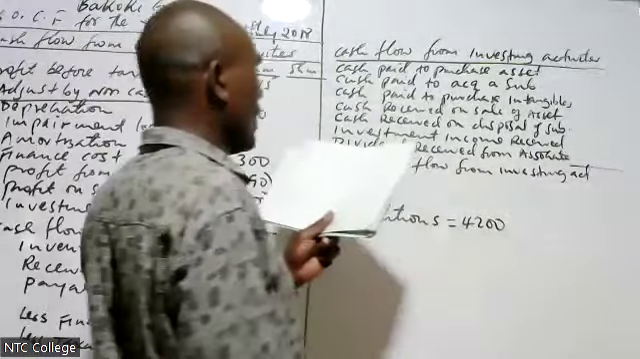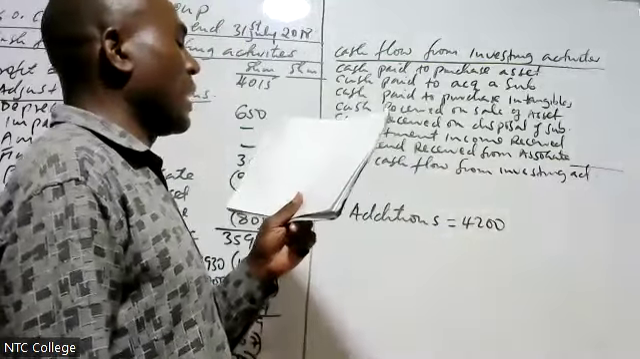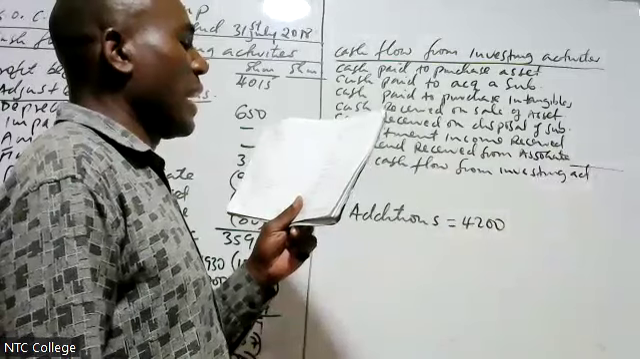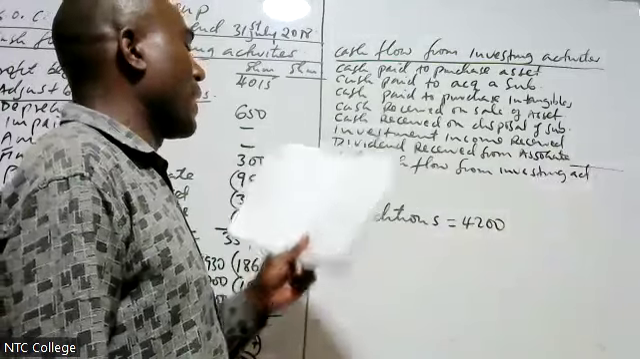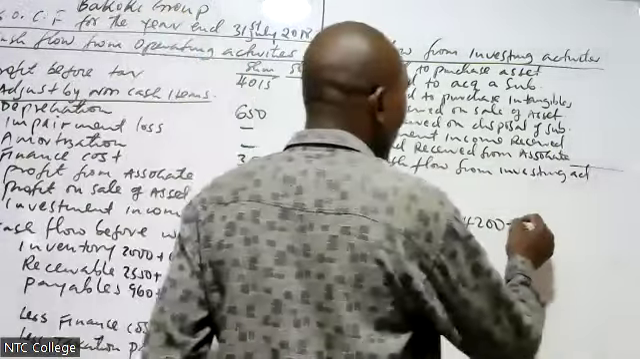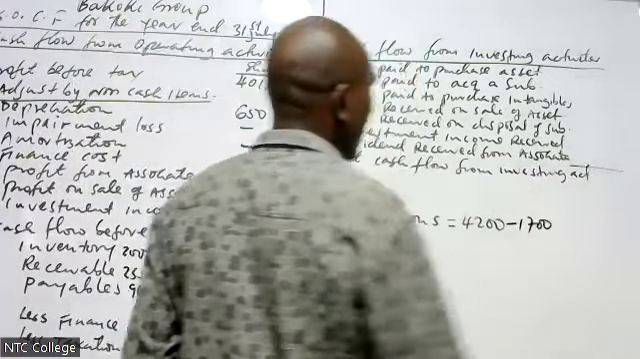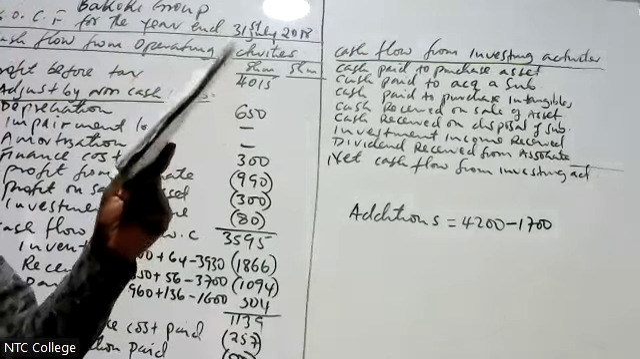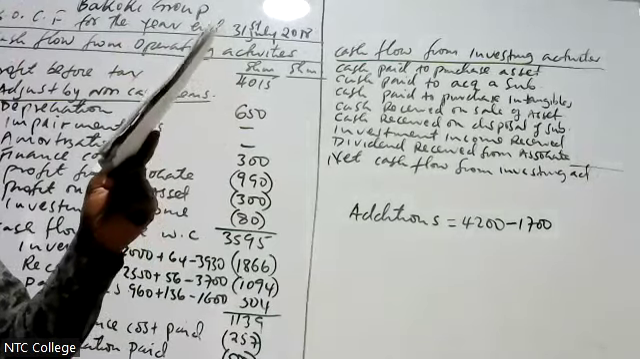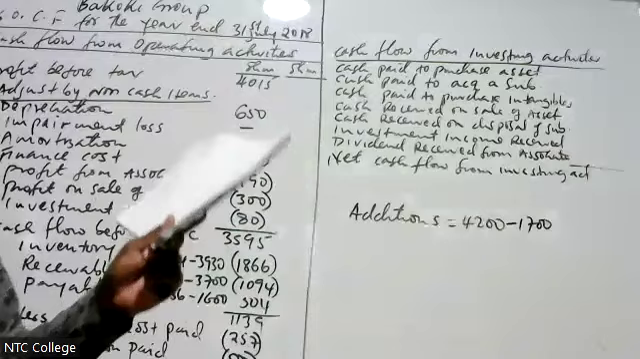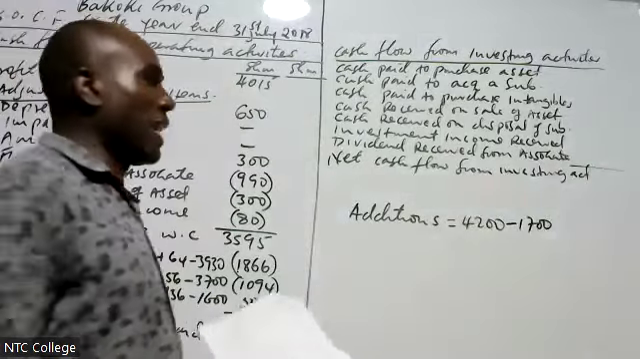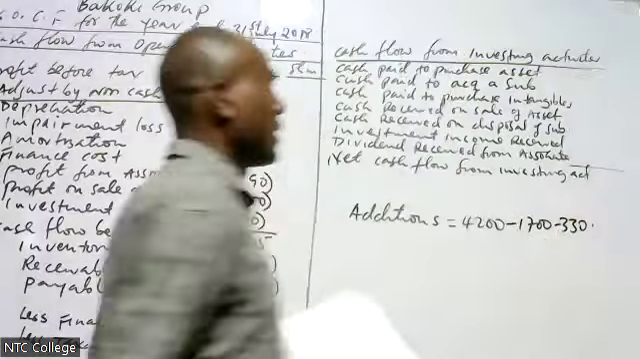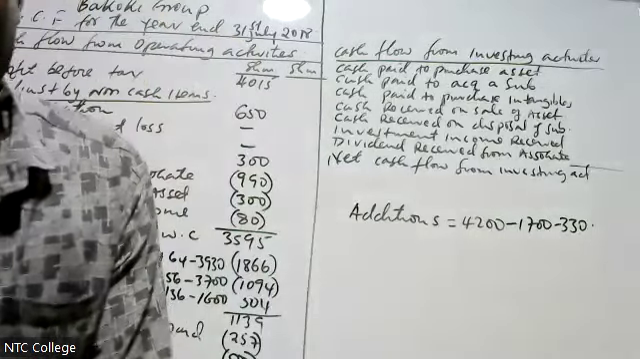Now, out of that additions, the examiner is saying in note number 6 that included in the additions to plant and machinery are items totaling 1,700 acquired under finance lease. Therefore, we less that item. And also in note number 2, we acquired a subsidiary. Plant and machinery, we less 330.